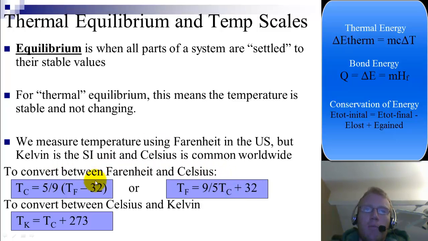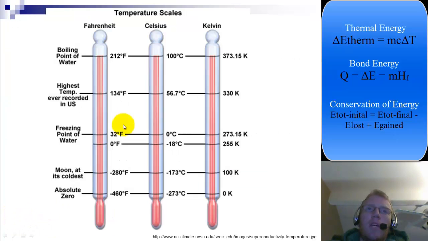So these two formulas will take you back and forth between Fahrenheit and Celsius. To get back and forth between Celsius and Kelvin, it's a straight swap. Plus 273 to the Celsius temperature gives you the Kelvin temperature. So I got a picture to help visualize what's going on. So the water freezes at 0 degrees Celsius.